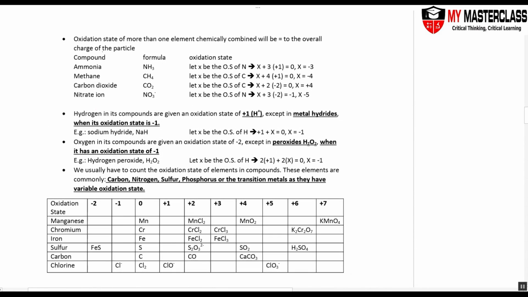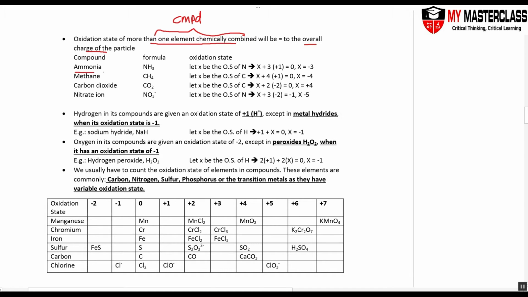Okay, for the oxidation state of more than one element chemically combined, meaning to say now you have a compound, the sum will equal the overall charge of the particle.